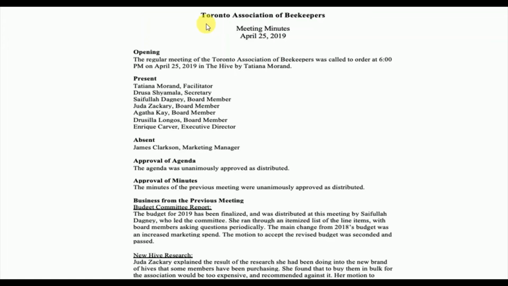So firstly, you have to write down the organization name. In our sample, it is written as Toronto Association of Bookkeepers. Then you have to write down meeting minutes and the date.